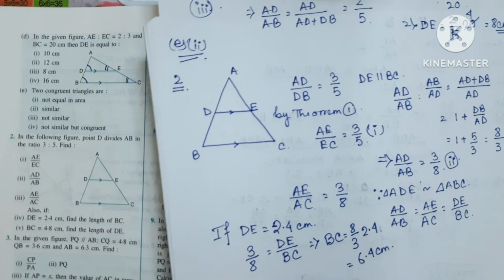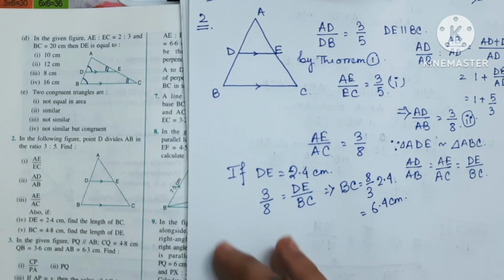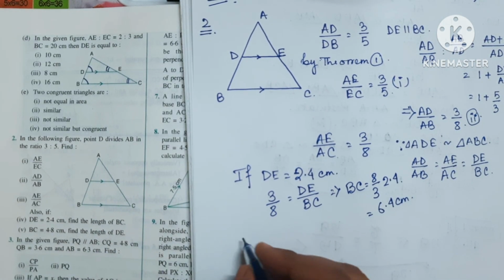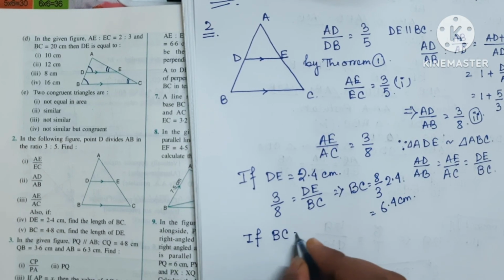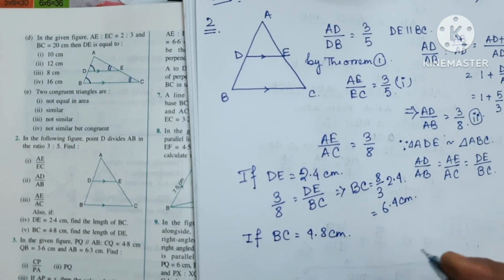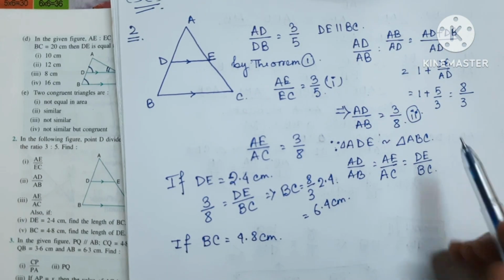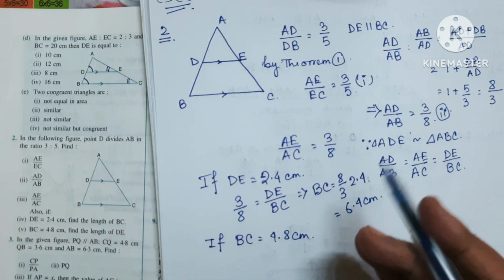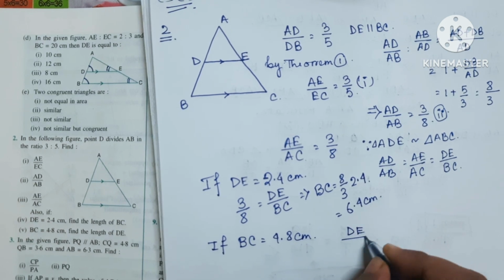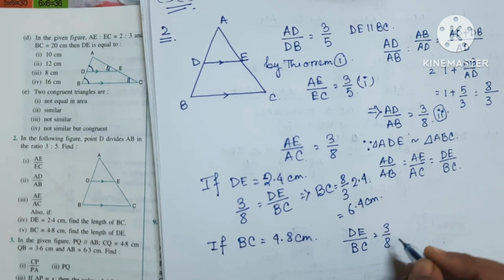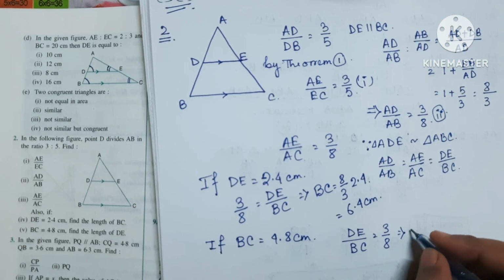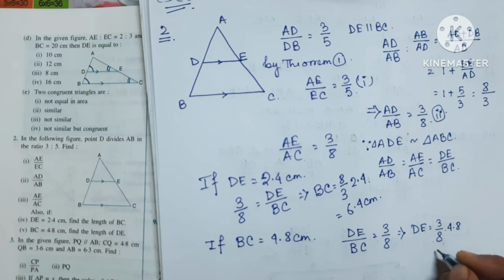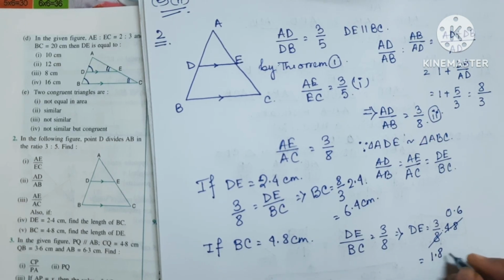And another one: if BC equal to 4.8 centimeter, find the length of DE. See, in every case this one is constant. That means DE by BC will be 3 by 8. That is constant. So in that case also, DE by BC is equal to 3 by 8. And since BC equals 4.8, DE equals 3 by 8 into 4.8. Okay, so it will be 1.8 centimeter.